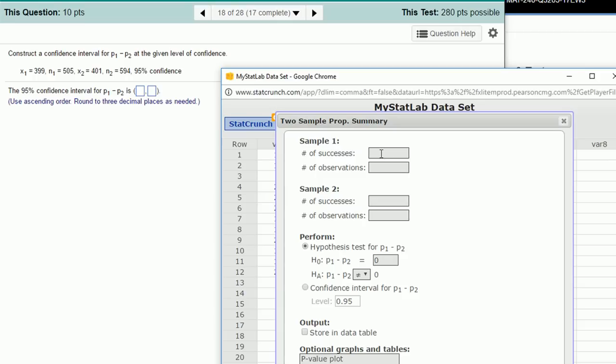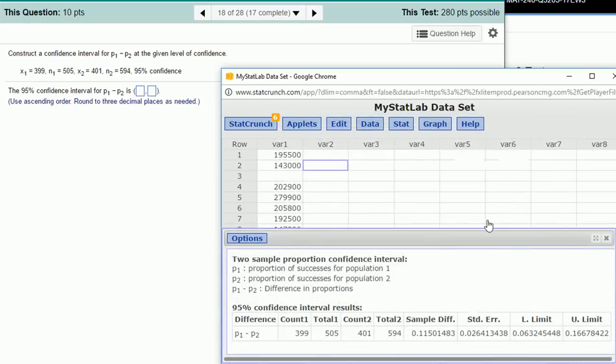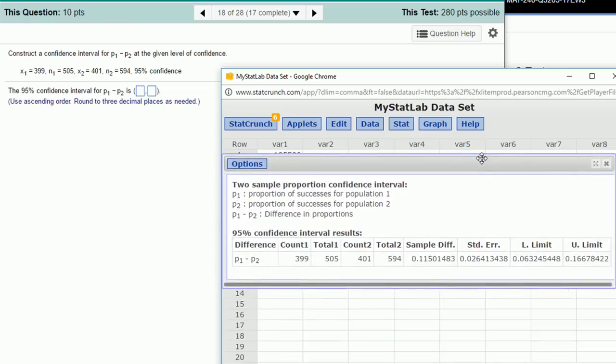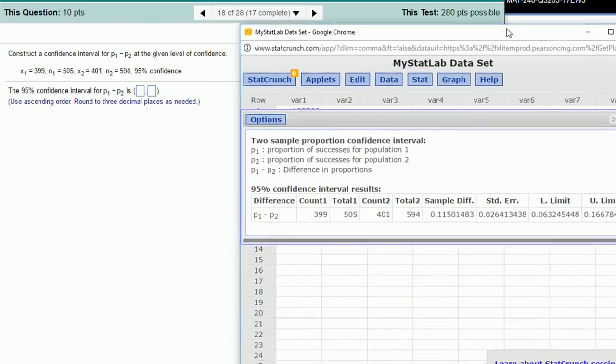P1 goes in first. The number of successes is 399. The sample size is 505. Sample 2, 401 successes out of 594. And confidence interval, level of confidence 95%. Looks good. Compute. And this gives me a lower level and an upper level for my confidence interval.